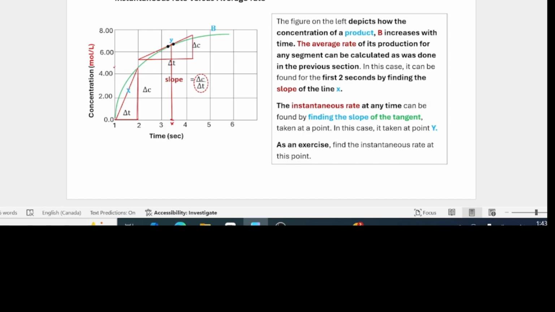However, if you wanted to know the instantaneous rate at a particular time, say this point here, we find the slope to the tangent at this point here. So you draw a tangent to this point here, and you find the slope of that by taking the delta C here over its delta T. So this is how the instantaneous rate for a reaction at any particular time can be determined as opposed to an average rate. As an exercise, you can find the instantaneous rate at that point.